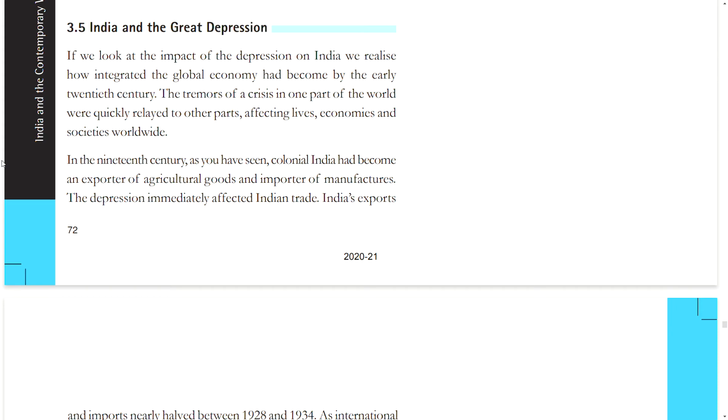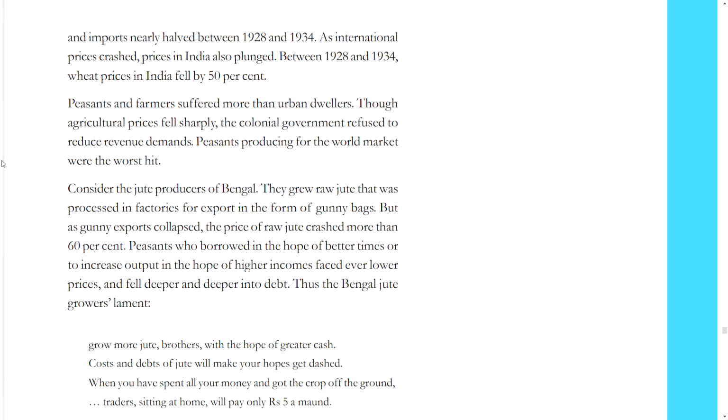In the 19th century, as you have seen, colonial India had become an exporter of agricultural goods and importer of manufactures. The depression immediately affected Indian trade. India's exports and imports nearly halved between 1928 and 1934 as international prices crashed. Prices in India also plunged between 1928 and 1934. Wheat prices in India fell by 50%. Peasants and farmers suffered more than urban dwellers.